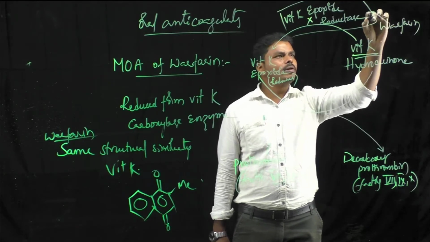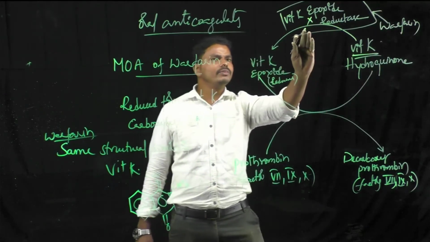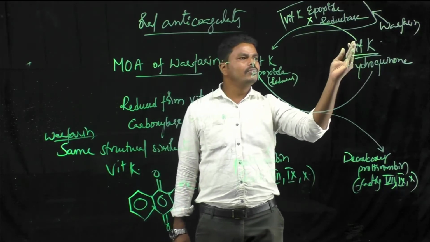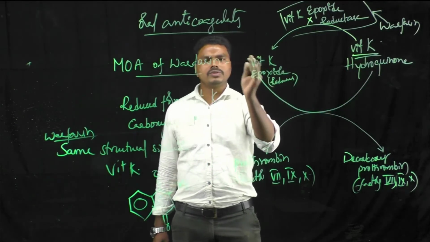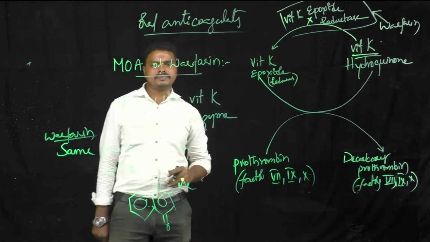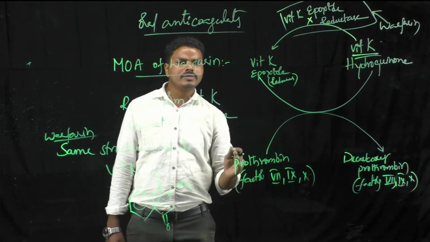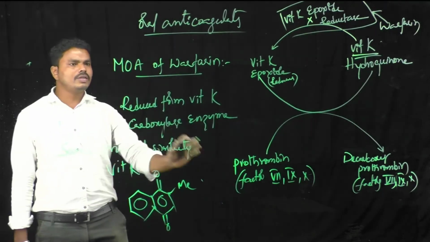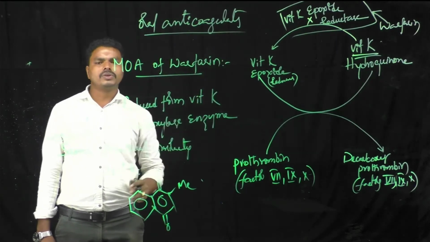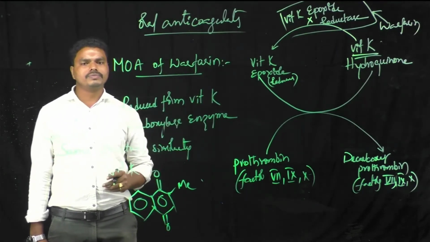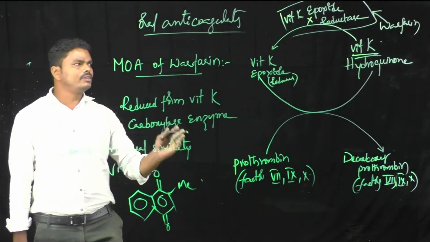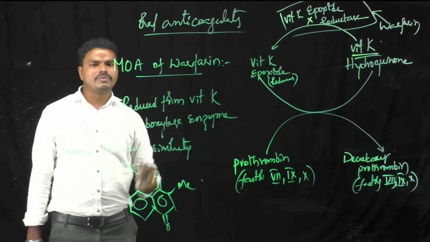So it will competitively bind to this enzyme, thereby the conversion of vitamin K to the reduced form of vitamin K is prevented. So when it is prevented, activation of the coagulation factors is prevented. In this way, warfarin shows its anticoagulant activity. So that is the basic phenomenon involved in the mechanism of warfarin.